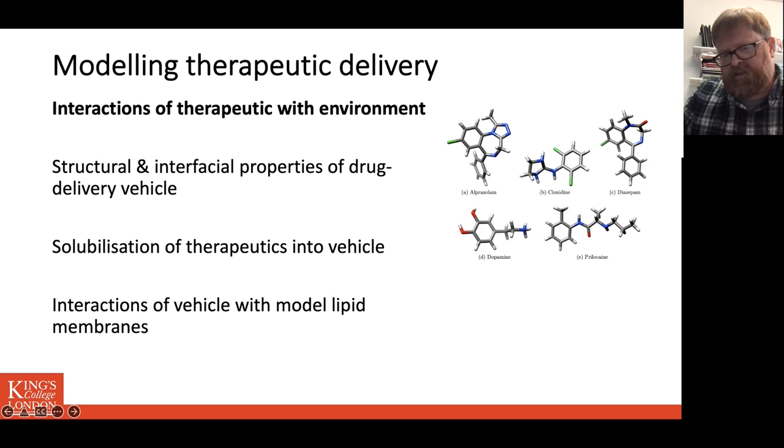So these are a series of drugs that are of varying quality when it comes to crossing the blood-brain barrier. And so we're interested in using simulations in combination with neutron scattering to try to understand how the solvation of these changes in different environments as they pass. So to try to understand the mechanisms that allow them to pass through the blood-brain barrier.